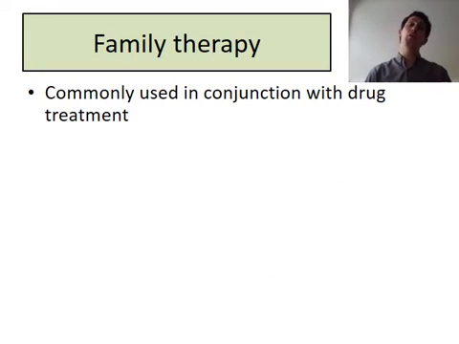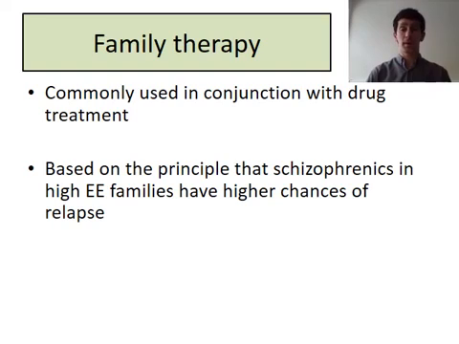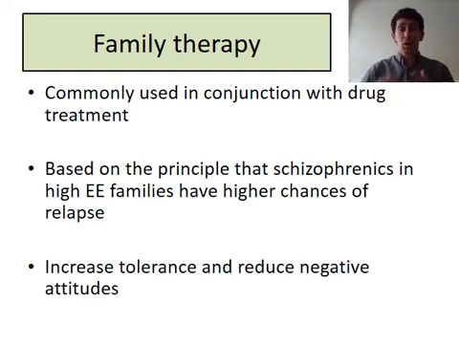Family therapy is often used in conjunction with drug therapy. It's all based on the principle that schizophrenics in high EE families, so high expressed emotion families, have a higher chance of relapse and ending back in a psychiatric ward in hospital. So this whole therapy aims to increase the family's tolerance and reduce any negative attitudes that they have towards that schizophrenic family member.